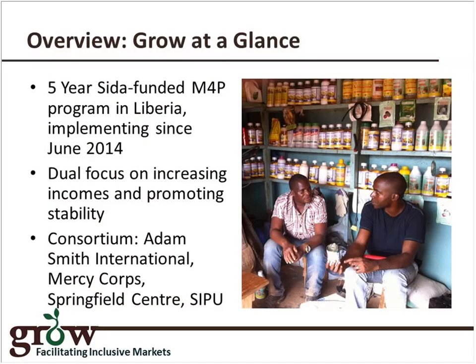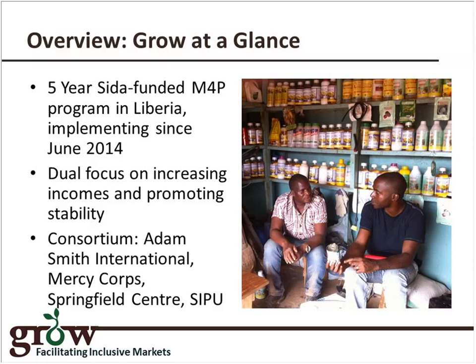While most DCED programs focus solely on the economic impacts and maybe some additional other impacts that their programs seek to achieve, we at the highest level are focused on both increasing incomes, and we also have a dual purpose. So we're focused on promoting stability within Liberia. As you know, Liberia is a post-conflict country, and so we're looking at what are the levers that have to do with decreasing risks of conflict and promoting stability, and how we can intervene to support those. Finally, we're a consortium program, so we're led by Adam Smith International, and we have other partners on board as well. Those include Mercy Corps, who I happen to work for, Springfield Center, and SIPU, a Swedish organization.